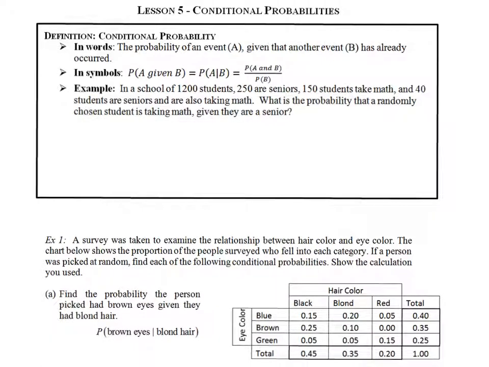Hi, welcome to Algebra 2 Common Core. Today in lesson number 5, we're going to learn how to calculate conditional probabilities.